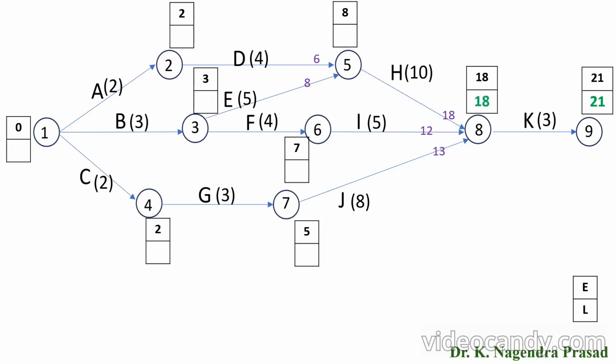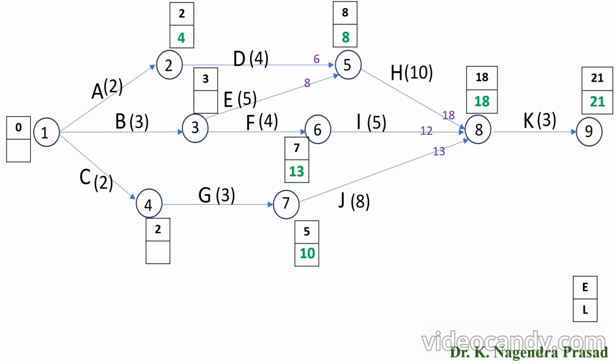Next we have to look for activity J. Finish time is 18, start time will become 18 minus 8, that is 10. Next we have to look for activity H. Finish time is 18, start time will become 18 minus 10, it is 8. Next we have to look for activity I. Finish time is 18 and start time will become 18 minus 5, that is 13.